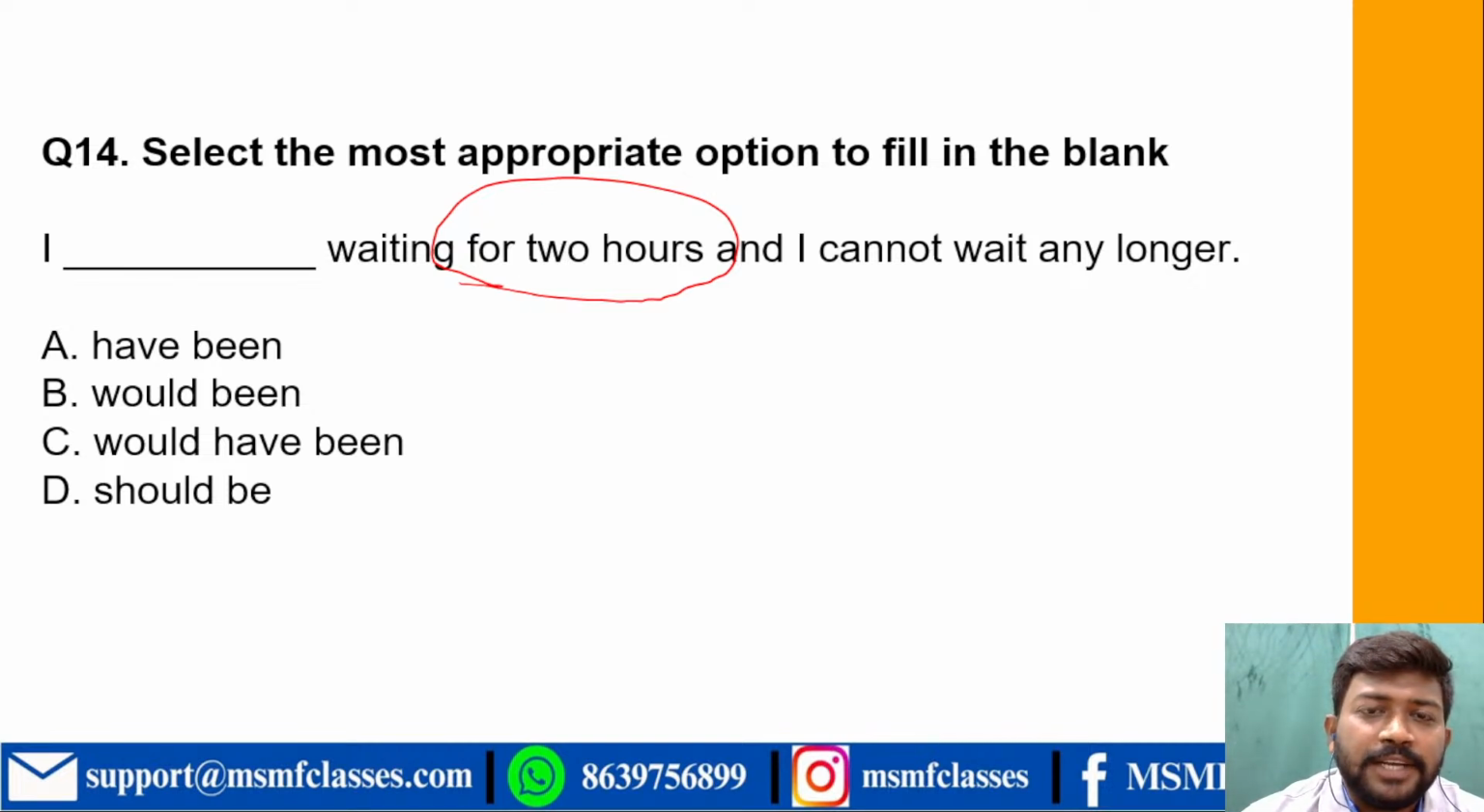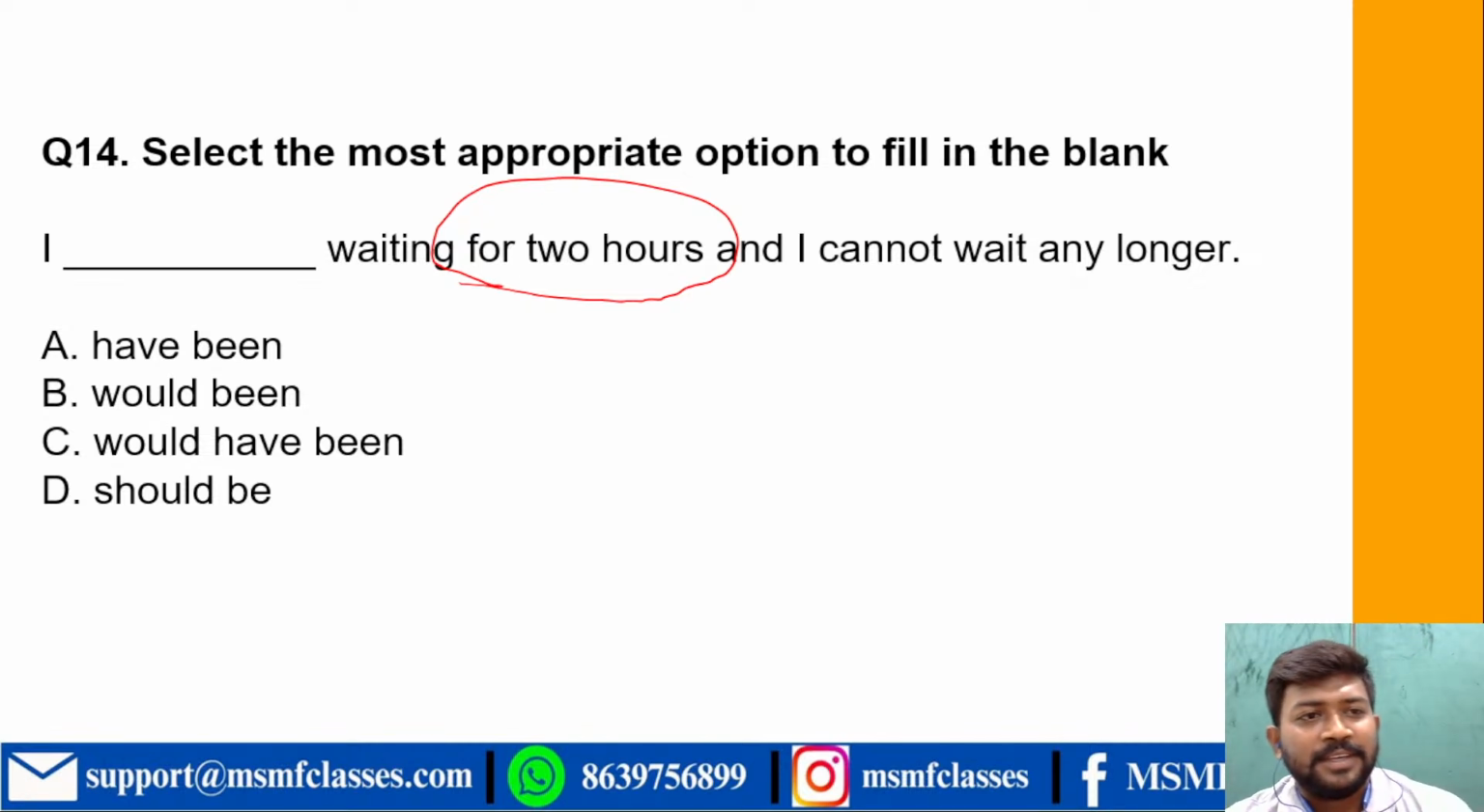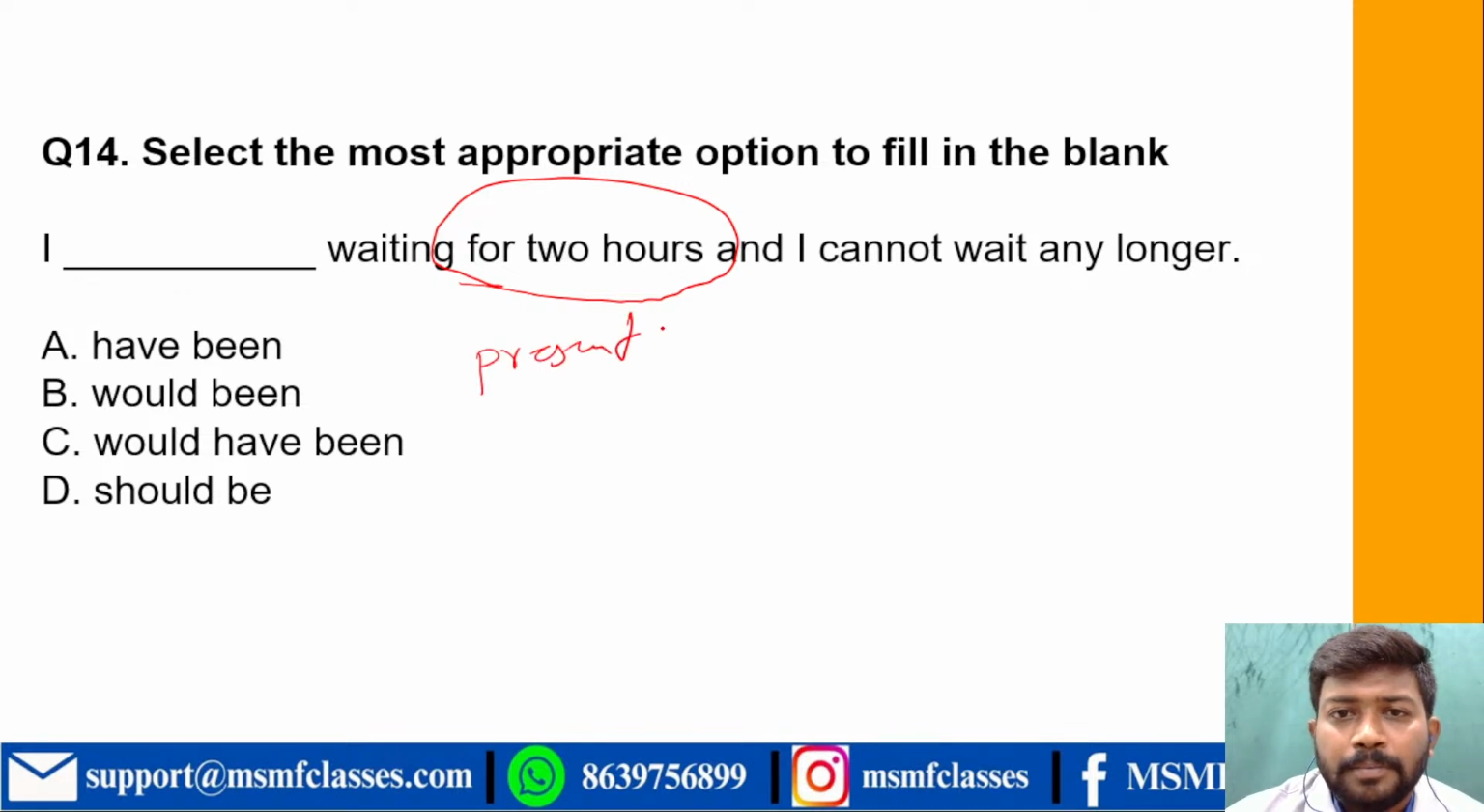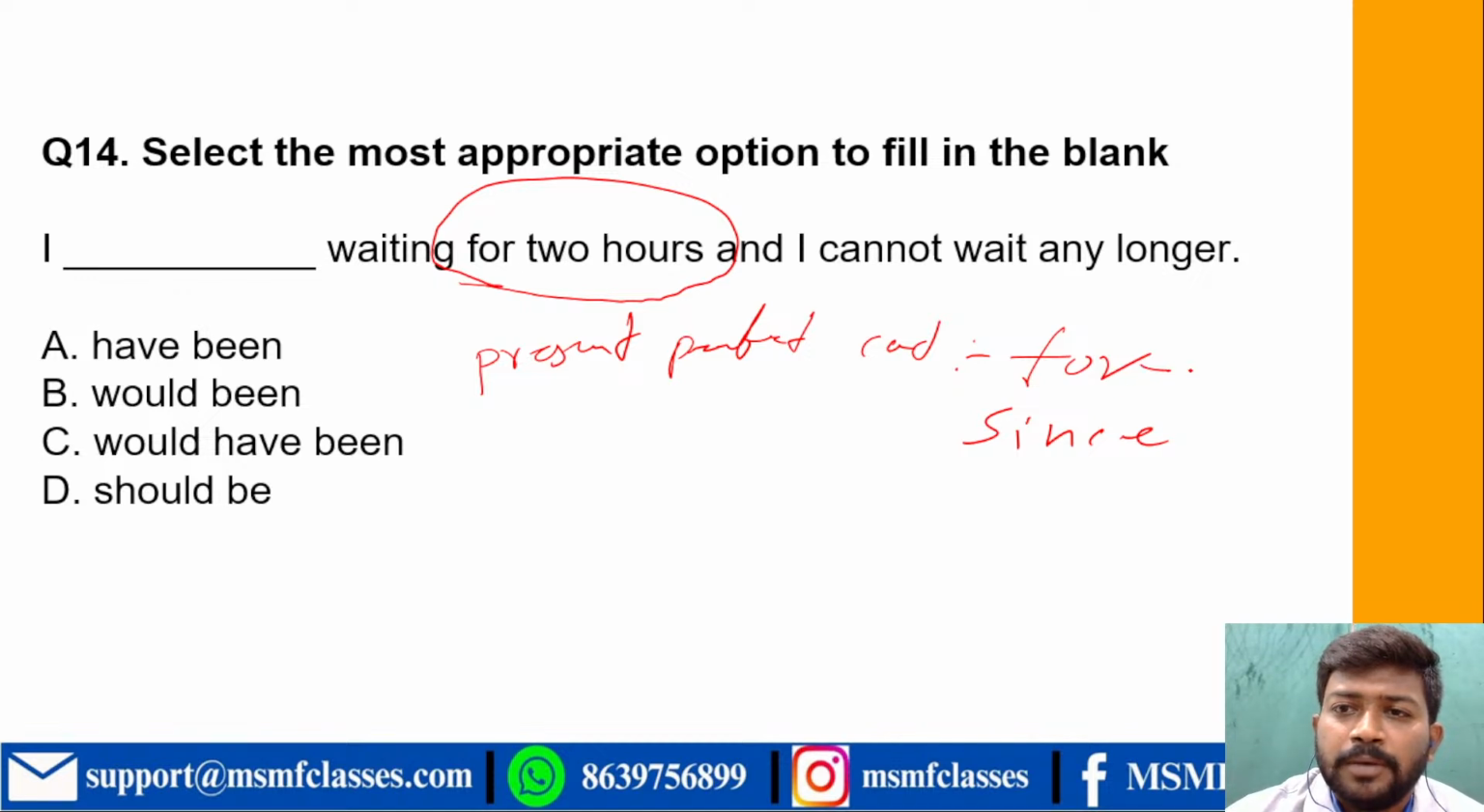I dash waiting for 2 hours and I cannot wait any longer. So here, this is the present perfect continuous tense. In the present perfect continuous tense we use for or since, as to speak about this is the period of time and this is the point of time.